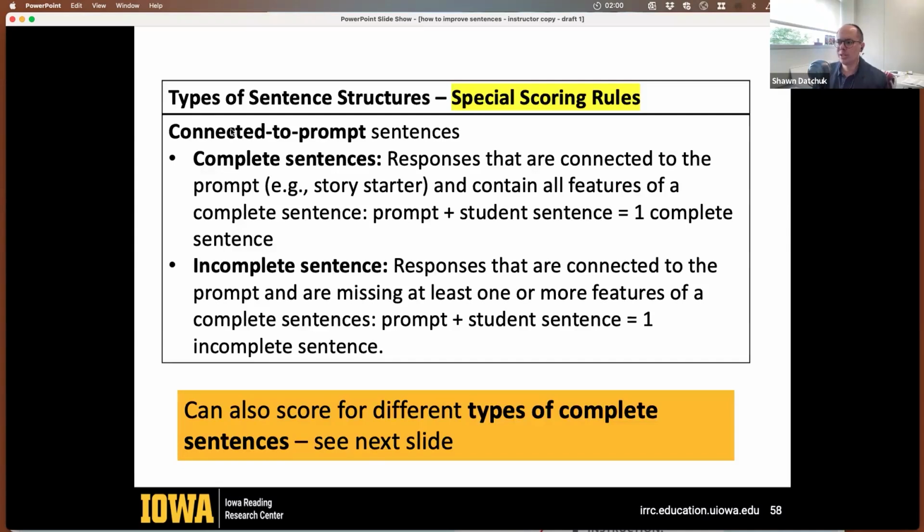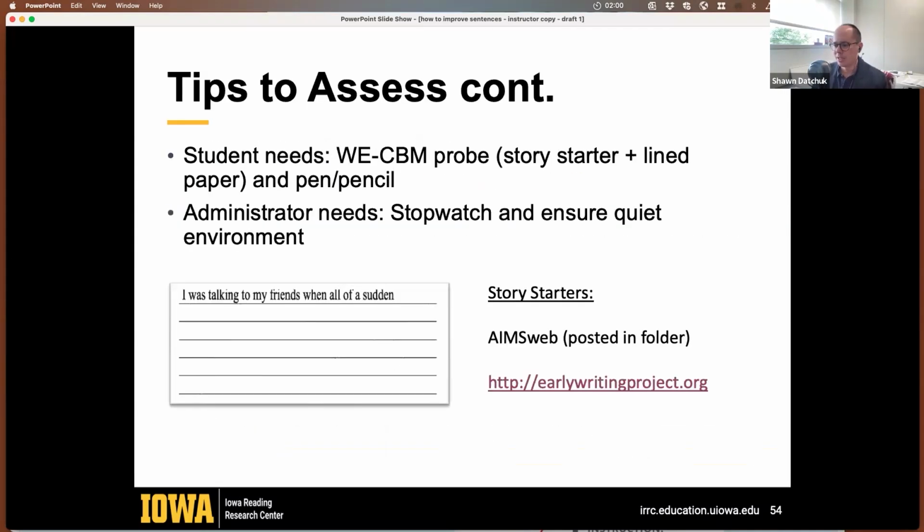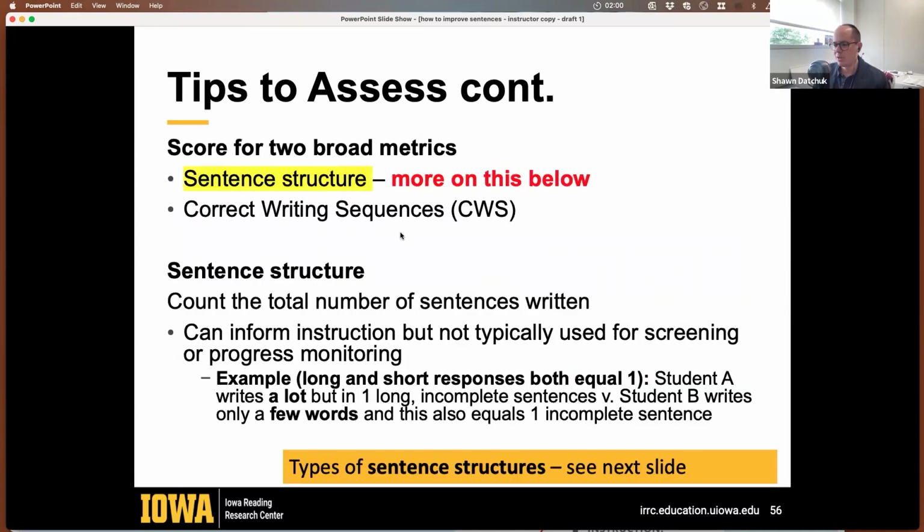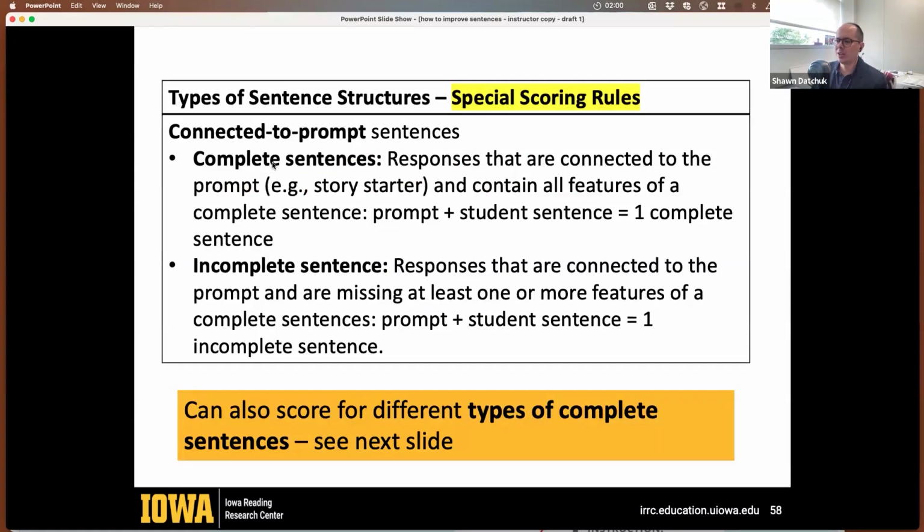And then there are also connected-to-the-prompt sentences. Where the prompt says, "I was talking to my friends when all of a sudden," some students will just write a connecting sentence to that. "When all of a sudden I yelled, oh no, we gotta go. It started to rain." You can just couch that as, well, it was connected.